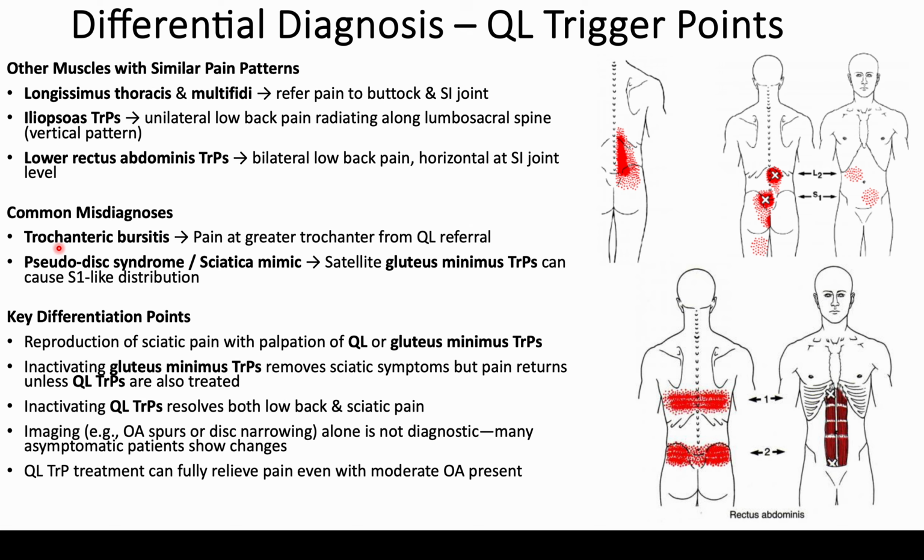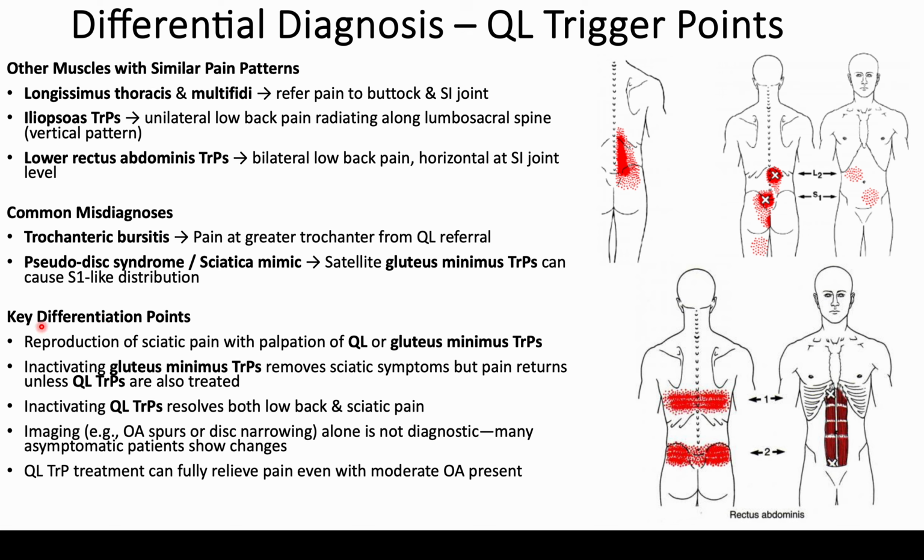Common misdiagnosis. A lot of doctors love saying this: trochanteric bursitis. Well, a lot of times that can come from the QL. Pseudo disc syndrome, sciatica. You always want to check the QL whenever someone comes in with sciatica.